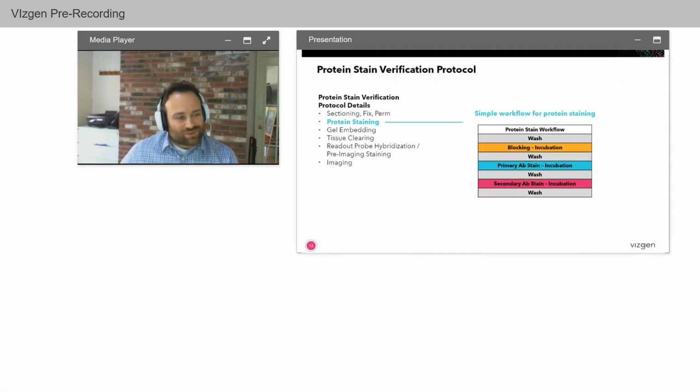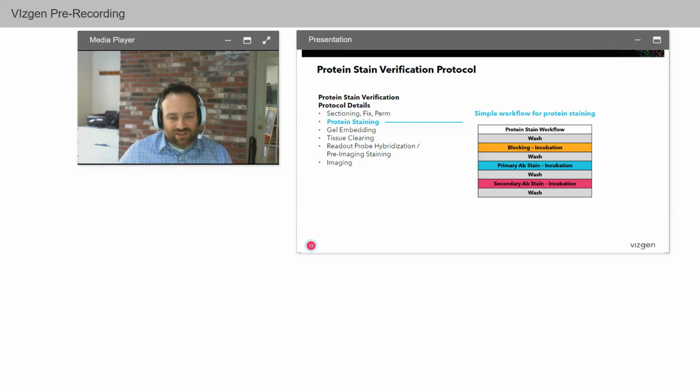The other great thing about this product is that it is a very simple workflow. And so if we look first at our protein stain verification protocol, we're going to verify that the protein stain is working properly. Those of you familiar with our standard sample prep protocol, this will look very familiar. So we have sectioning, fixing, and perming that's getting the sample ready for detection of the analytes. In this case, it's protein staining.